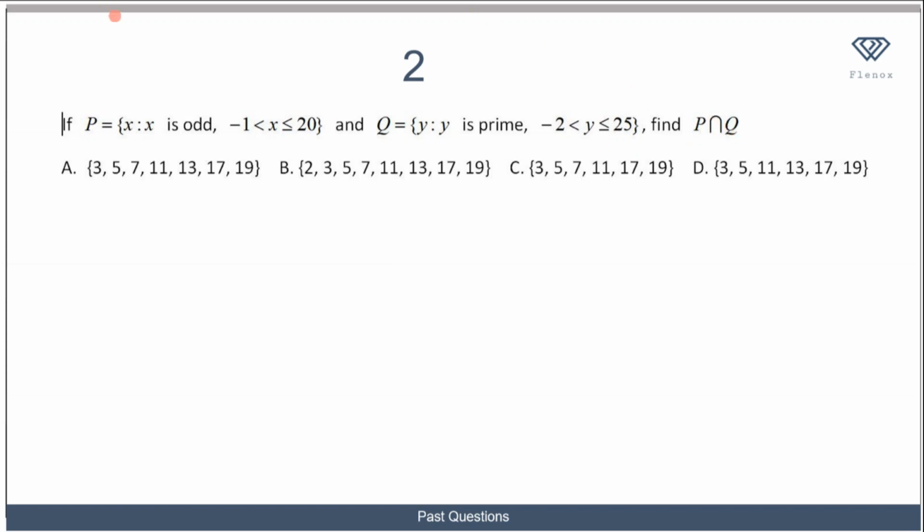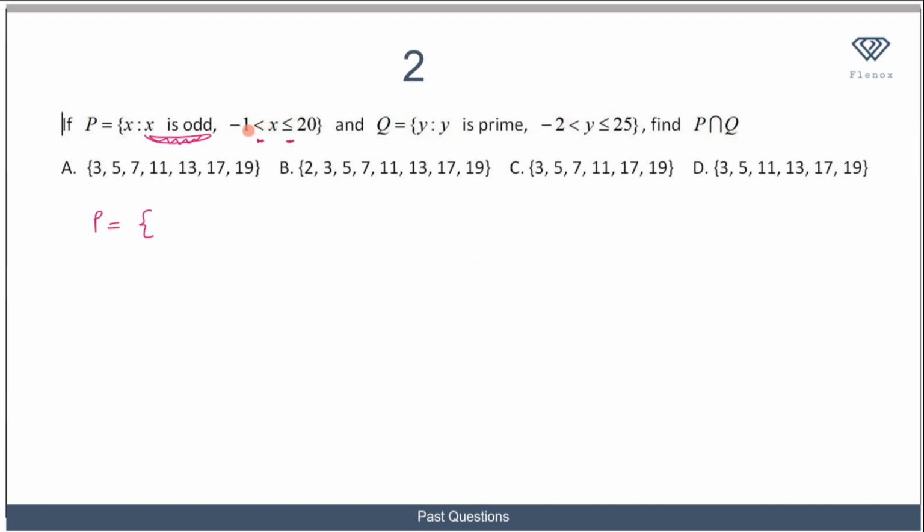So what are we supposed to do? First, we need to list out the elements in P. So what are we told? We are told that the elements in P, which are given by X, are the values of X that are odd numbers between -1 and 20. So now if you notice the inequality signs, here we have less than and here we have less than or equal to.